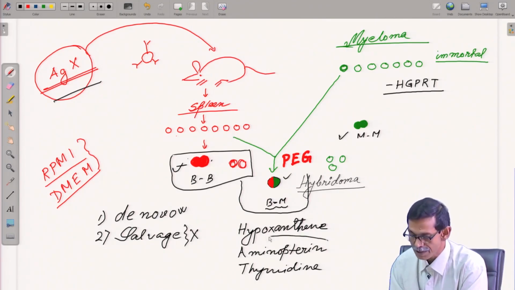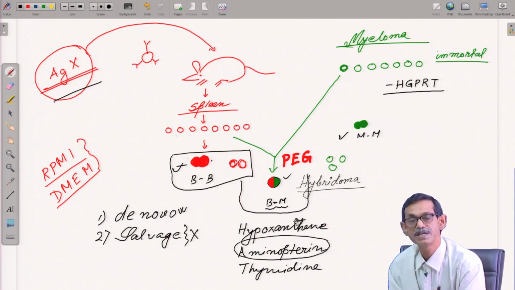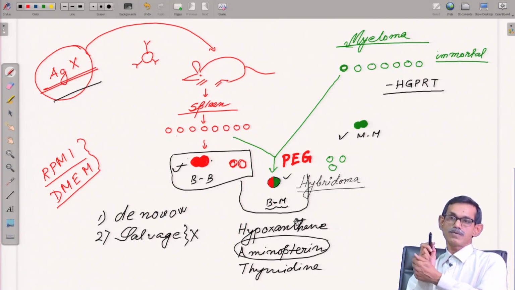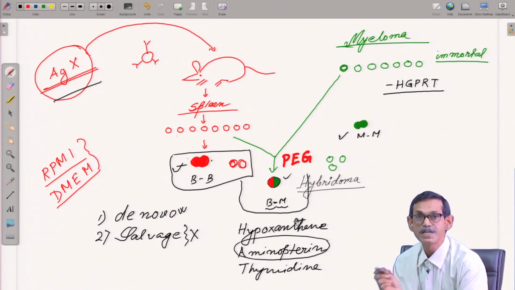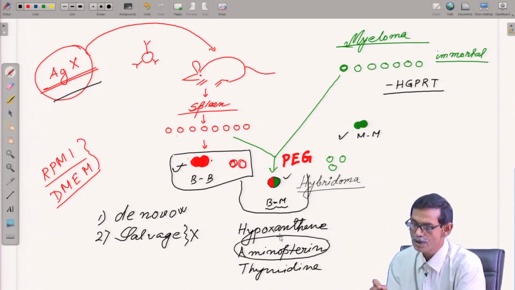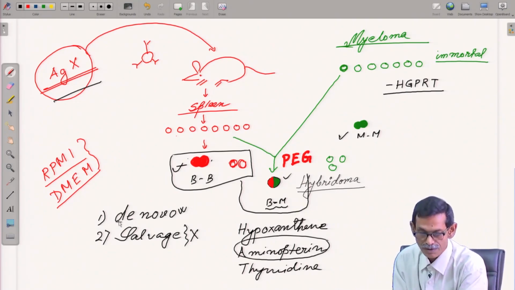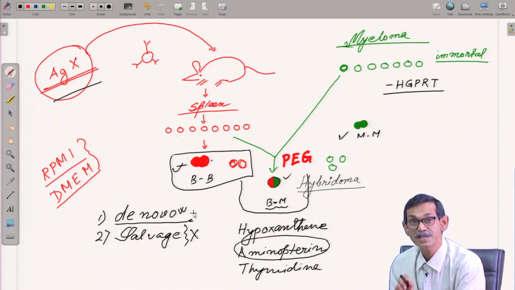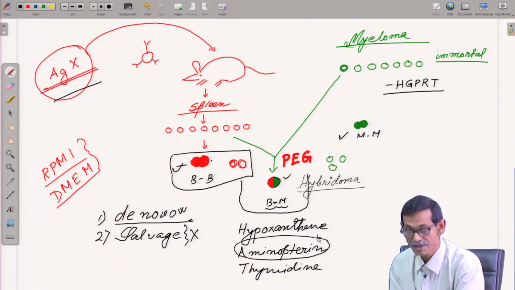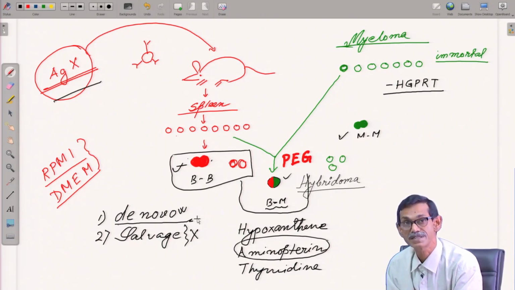So, aminopterin is the inhibitor of one of the enzymes of the de novo pathway. What is that enzyme? This is tetrahydrofolate, the folic acid. Okay. So, to stop their de novo pathway, we add one specific inhibitor called aminopterin. Aminopterin actually inhibits the de novo pathway by inhibiting one very important enzyme of that pathway. It is dihydrofolate reductase. Okay.